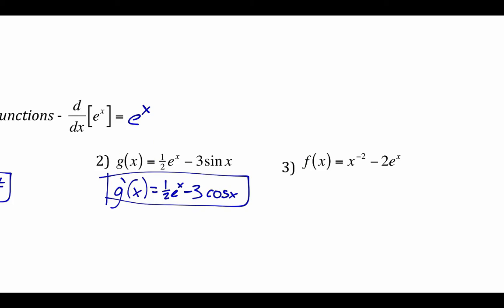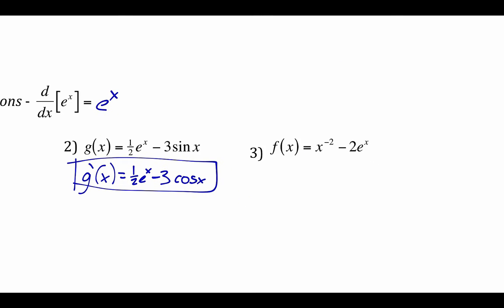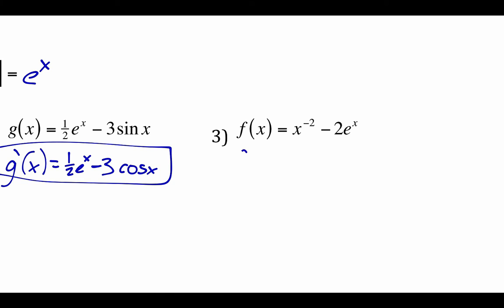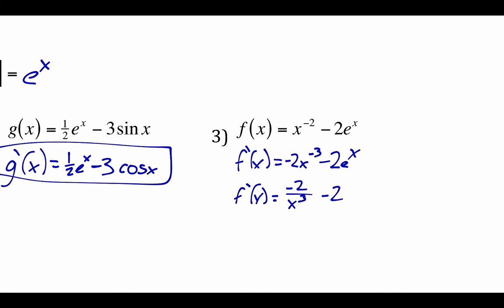Number 3, obviously a little more complicated because we build and build and build. We've got f prime of x equals x to the negative 2. We'll make it negative 2x, and then we'll subtract 1 from the exponent to get negative 3. Minus 2e to the x. Those are the really nice ones. Now we have f prime of x equals negative 2 over x to the third, and then still minus 2e to the x power. Couple more here.